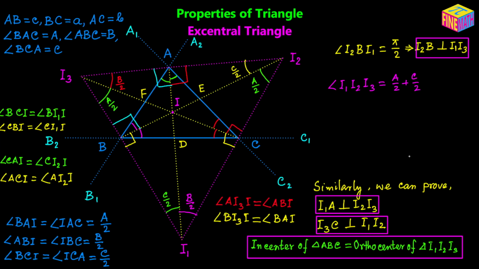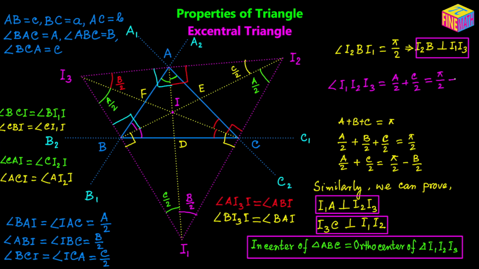Now can this be written as 90 degree minus half of B? Because you see our A plus B plus C is equal to 180 degree, and then if we divide both sides by 2, we are going to get half of A plus half of B plus half of C is equal to 90 degree or pi over 2. And from here you can see that half of A plus half of C is equal to 90 degree or pi over 2 minus half of B. So in place of half of A plus half of C, we can write pi over 2 minus half of B. So here I am going to write this is actually equal to pi over 2 minus half of B.